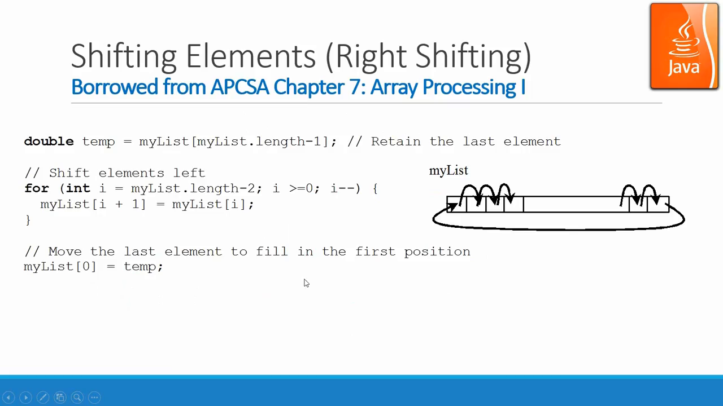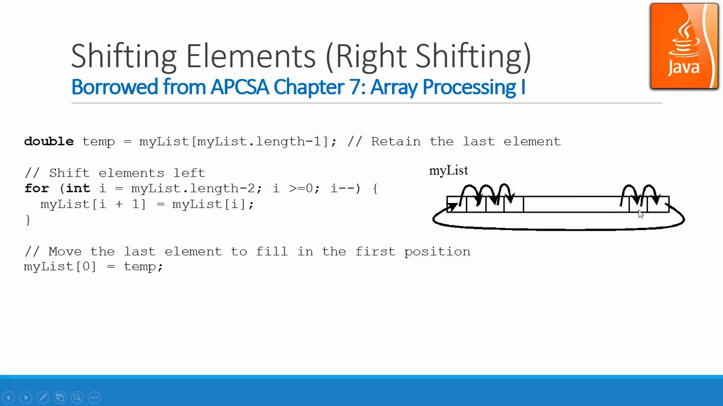And then it's sorted. Now, let's look at our AP Computer Science A Part 1, Chapter 7, Array Processing 1. We have this shifting element method. Basically, we want to do the right shifting, so we need to start from here. If this is the one you want to insert, you need to put it into a temporary storage.